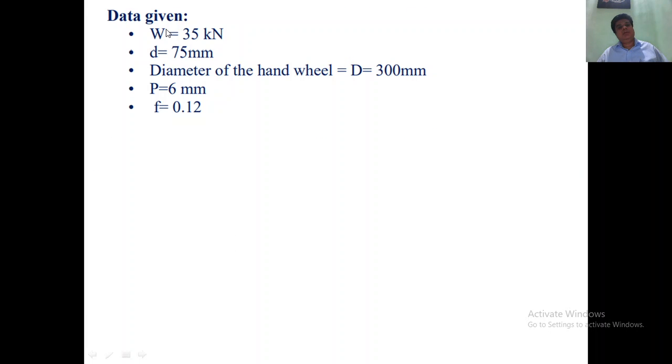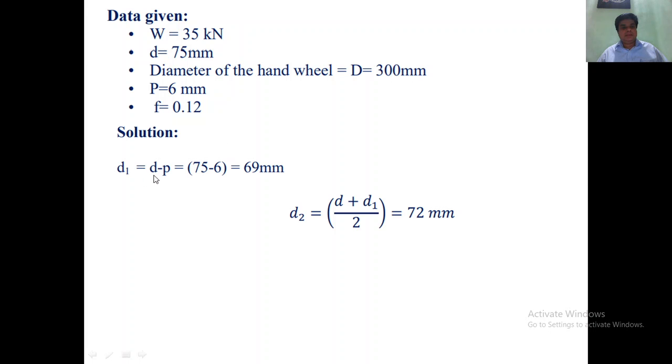So the given data, again we'll first write down the given data. The weight applied is 35 kilonewton, the diameter of the thread is 75 mm, the diameter of the anvil is 300 mm, pitch is 6 millimeters, and the coefficient of friction you can take as 0.12, that is mu or f. So again we'll calculate the diameters, that is the mean diameter d2 with respect to the outer diameter and the core diameter. So this is the outer diameter and this is the core diameter.